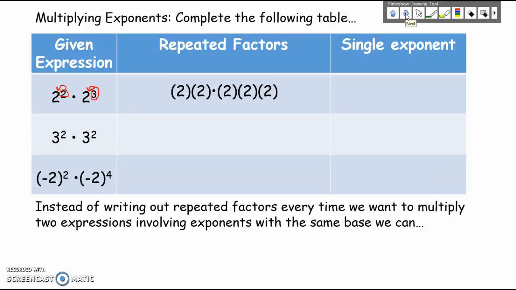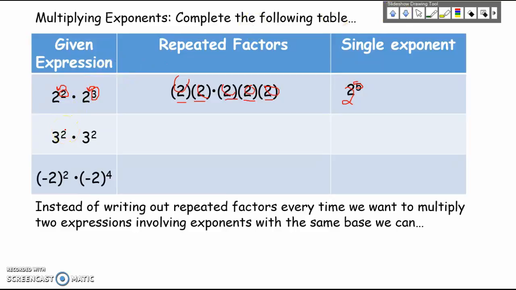But that's not what the answer is looking for. The answer is looking for a single exponent. So if we need that as a single exponent, first thing we look at is what is the number being multiplied over and over again by itself. And that number is 2. So that becomes our base. Our base will be 2. How many times it's being multiplied by itself is our exponent. So we know we have 1, 2, 3, 4, 5. So this actually becomes 2 to the 5th power. And I'm going to go ahead and bring that up. 2 to the 5th power.